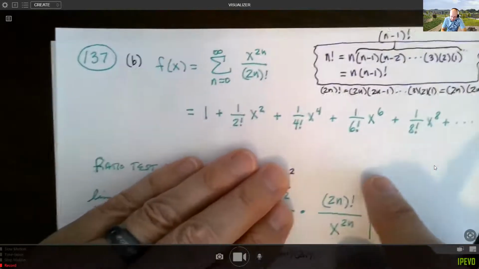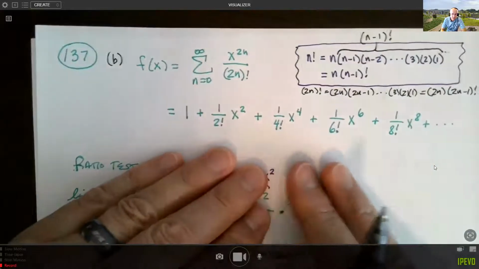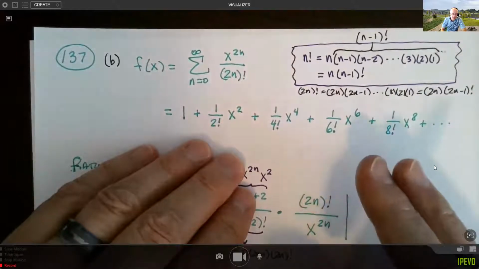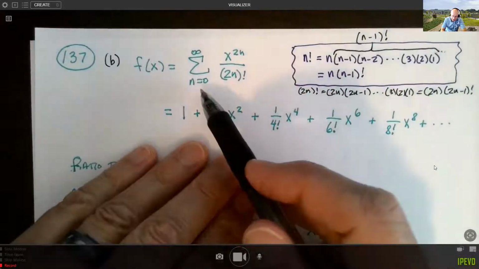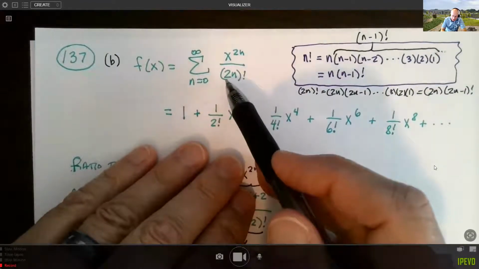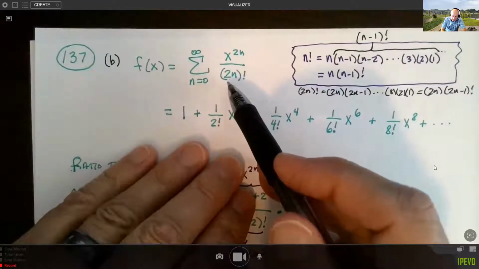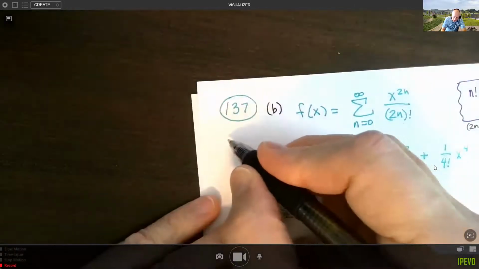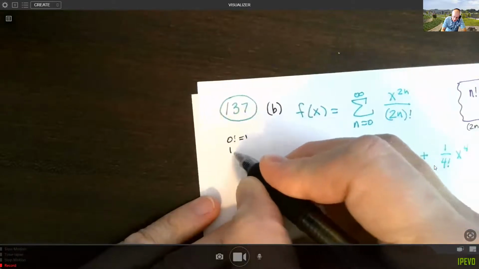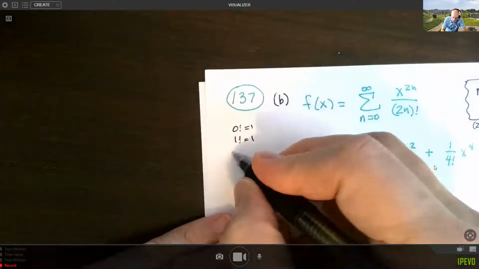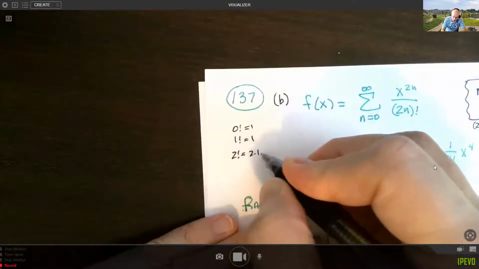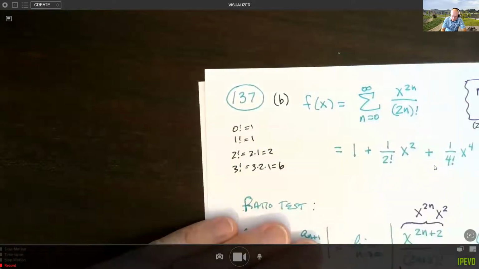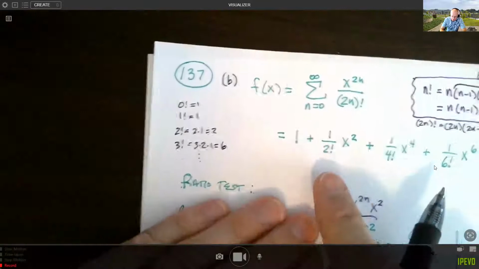It's helpful, I think, to list out the terms in our series, not to find the interval of convergence, but to do the term-by-term differentiation and integration. So when n is 0, I get x to the 0, which is 1, over 2 times 0, which is 0, factorial. Keep in mind that 0 factorial is equal to 1, and 1 factorial is equal to 1. But 2 factorial is 2 times 1, which is 2. 3 factorial is 3 times 2 times 1, which is 6, and so on. We'll start there at 0.